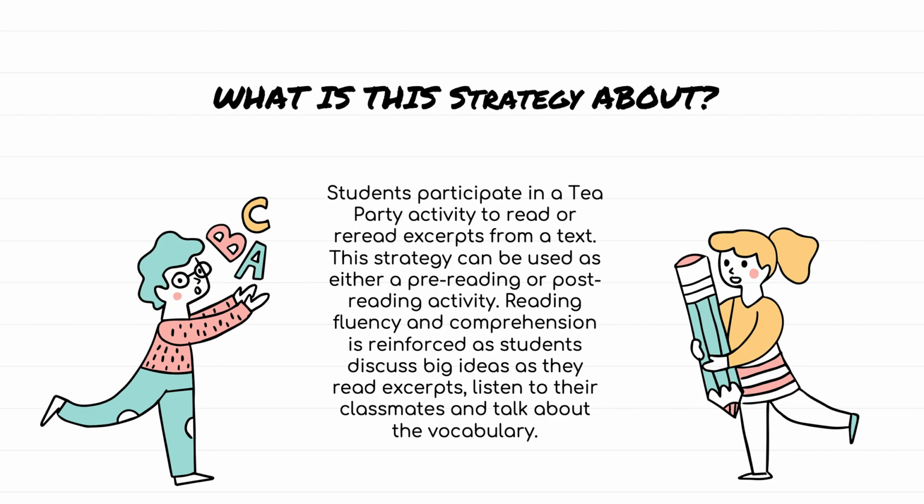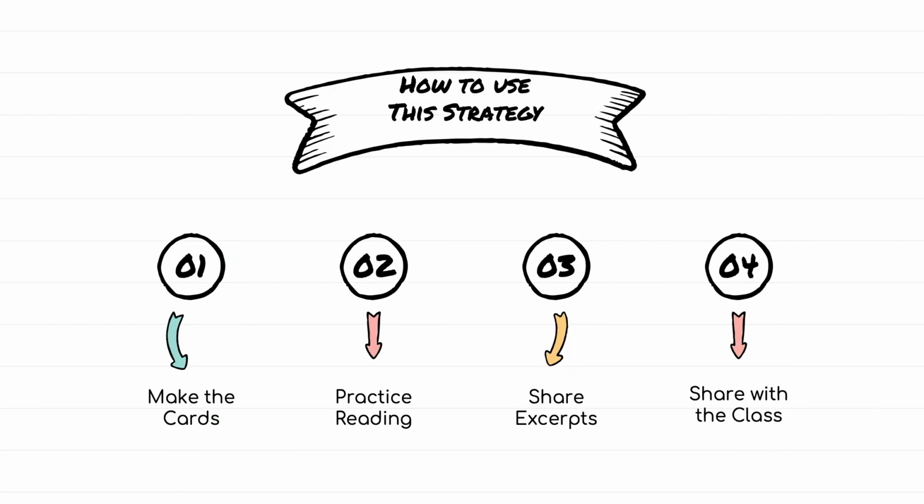Through this activity, reading fluency and comprehension is enforced. It's enforced through the students discussing the big ideas and vocabularies as they discuss the concepts with their classmates and listen to their classmates sharing their key vocabulary words. So how is this strategy used? It's really 4 easy steps.